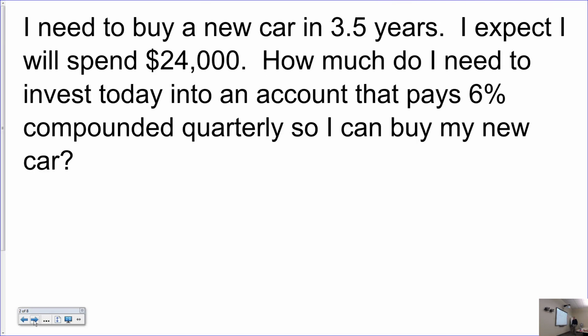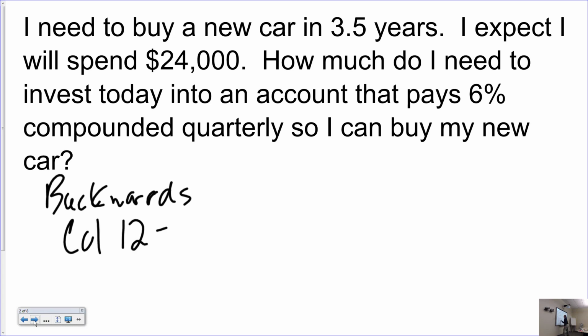How about the second one? I need to buy a new car in 3.5 years. Who's helping me with this one? All right, Steve, step up. So we're going backwards. So what column are we going to use? We're going to use 12-3. All right, good. Present value. So we're going backwards, so we're going to use column 12-3.